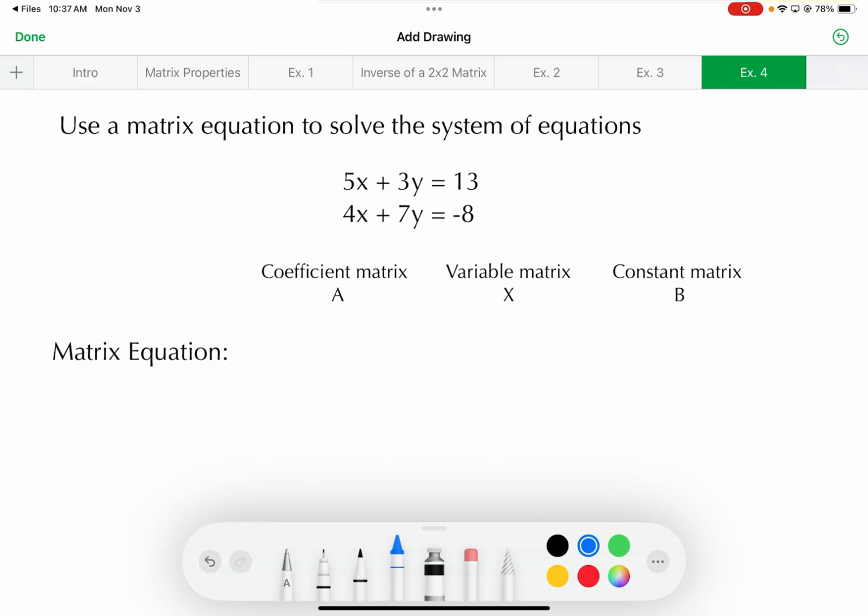It will be made up of 3 matrices. So I'll call the first one the coefficient matrix A. It would have elements 5, 3, 4, and 7.